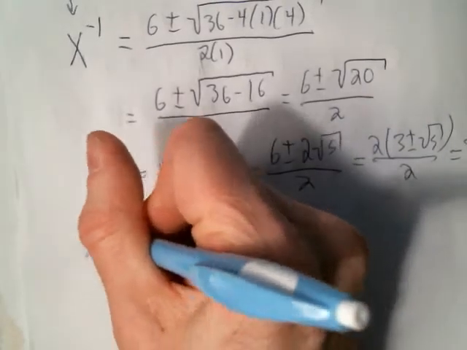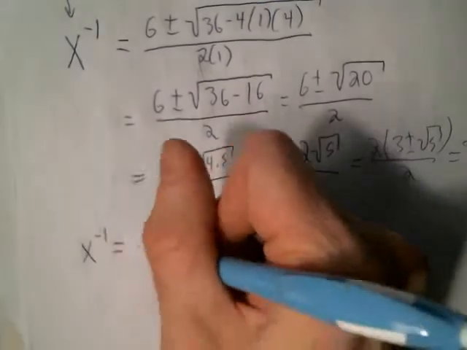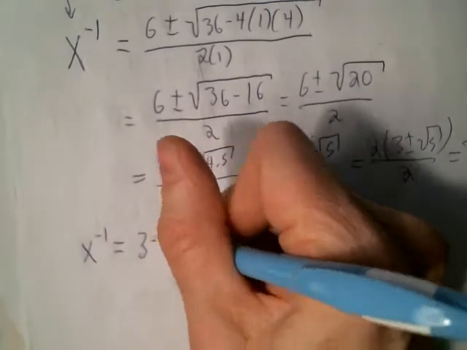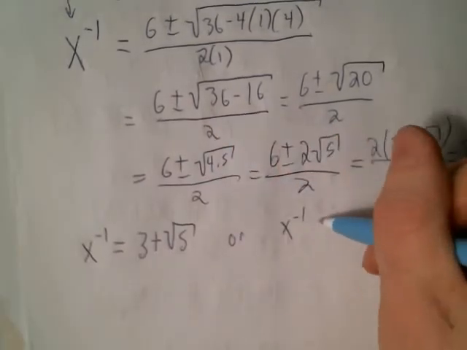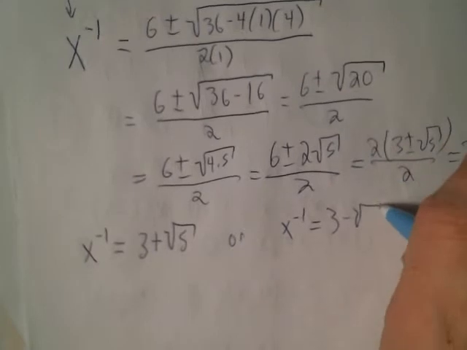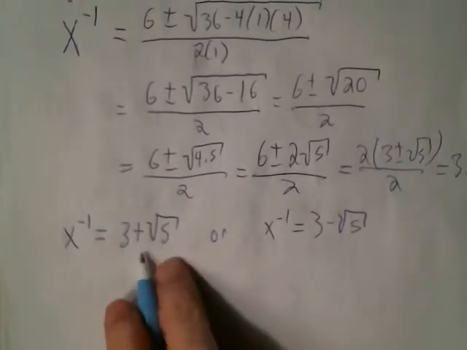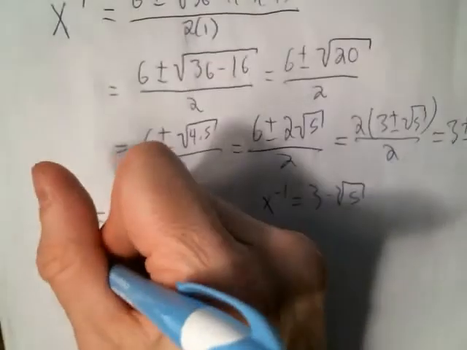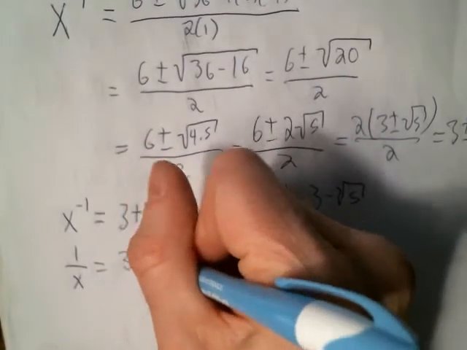So you have to set those up, because we haven't really found x yet. We found x to the negative 1. So x to the negative 1 is either 3 plus radical 5, or x to the negative 1 is 3 minus radical 5. So these turn into rational equations. So I have 1 all over x is 3 plus root 5.